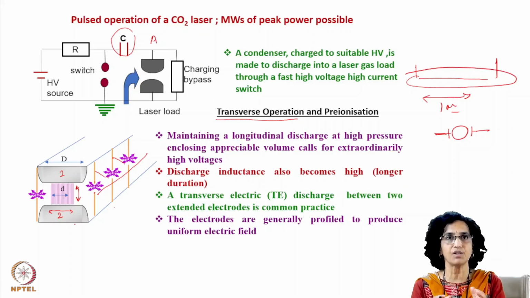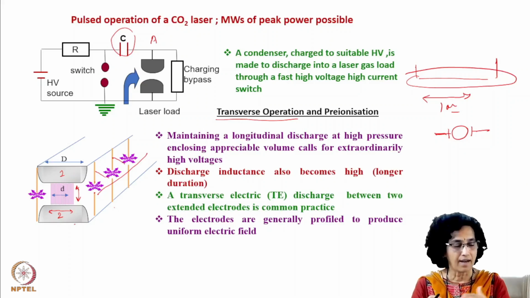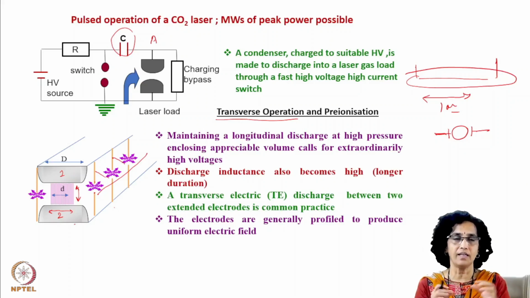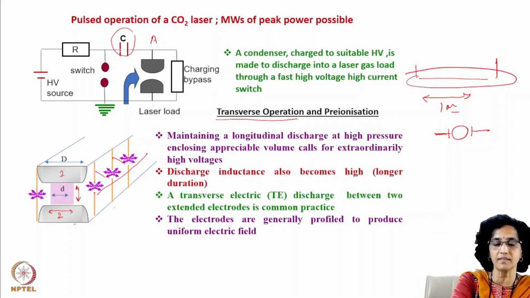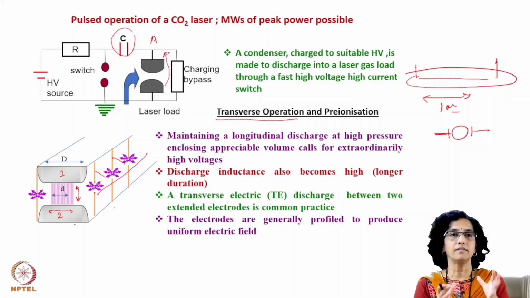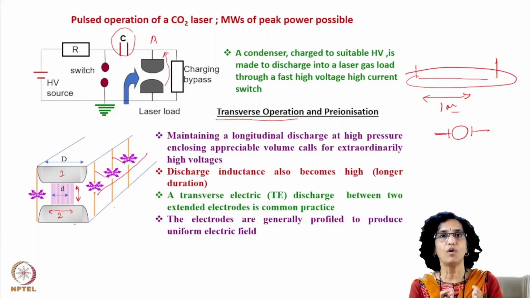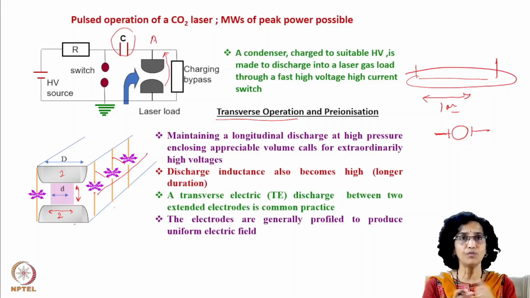This ionization brings the stray electron density, which was 10 to the power of 3 per cc, up to maybe 10 to the power of 7 per cc or so. And so the initial number density of electrons becomes higher, and therefore any small variation in it here and there doesn't really matter. And when we discharge the main condenser through the switch into the laser load, it results in a good uniform glow discharge. So this is how one creates a uniform glow discharge.